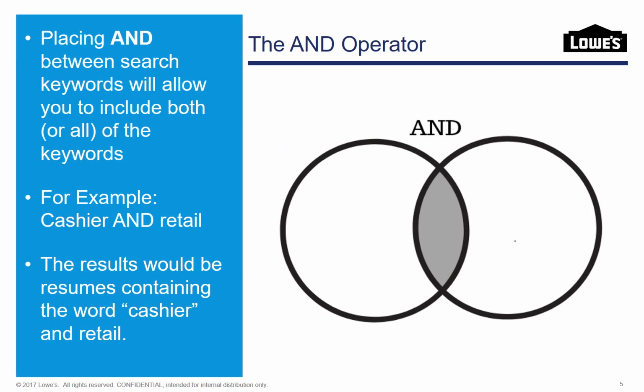Let's look at the AND operator. AND is a limiting search operator. It's going to give you fewer results and help you to narrow your search. Looking at the diagram, cashier is the circle on the left and retail is the circle on the right. Our search results are narrowed to the shaded area that overlaps these two circles. So ideally, we're going to see resumes and candidate profiles that have retail experience. You're not going to see examples of cashier handlers outside of the retail industry.